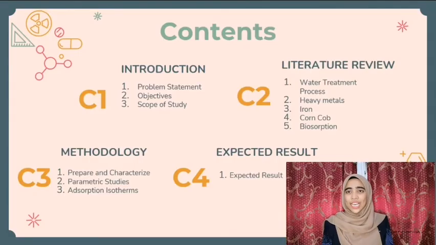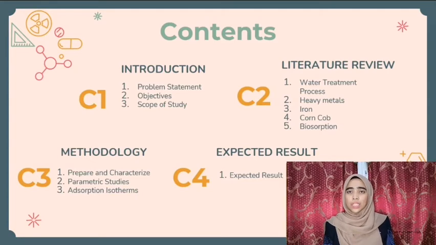So basically, these are the list of what I am going to discuss in this video. Chapter 1 consists of problem statement, objectives, and the scope of the study. Chapter 2, literature review, discusses water treatment process, heavy metals, iron, Concorp, and biosorption. Experimental methodology will be discussed in detail in Chapter 3. Lastly, expected results to be achieved at the end of the project and some of the references used in this project.